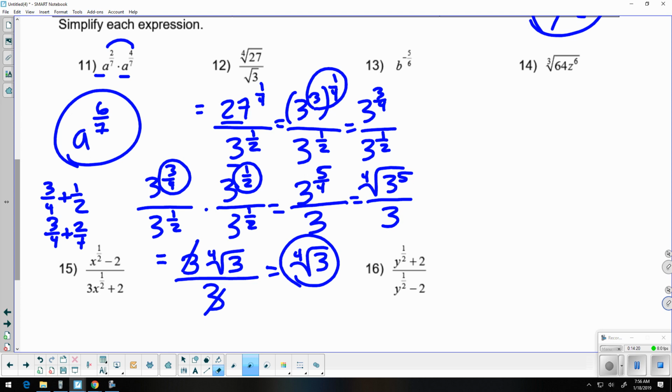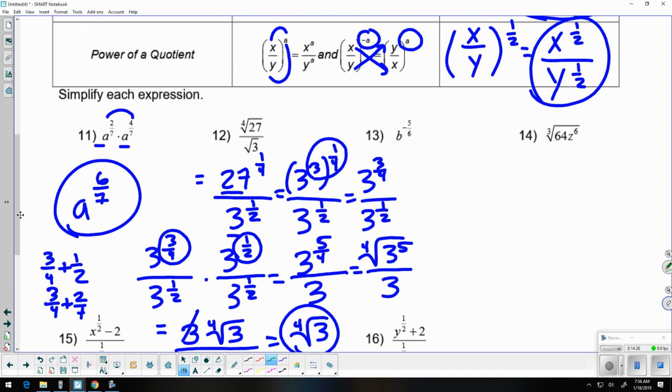But number 13, b to the negative 5 over 6. I'll change my color, just to make it stand out a little bit more. So, negative exponent, I want to make that positive. So this would be 1 over b to the 5/6 power. Okay? Well, now the problem is technically you have a radical in the denominator. If you have a rational exponent, a fractional exponent in the denominator, that means you have a radical in the denominator. So now we have to get rid of it.